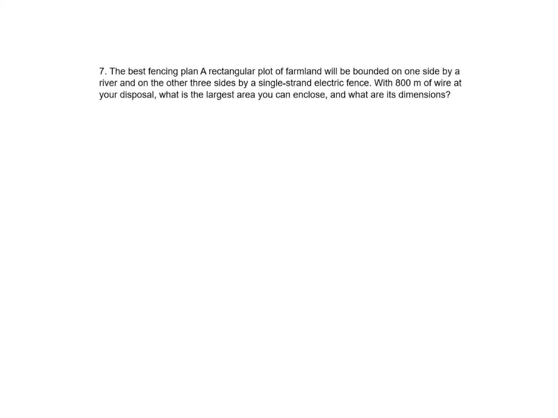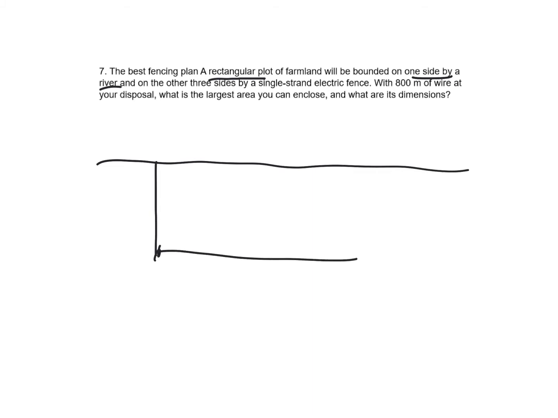So this is the problem from the section in the textbook. So it's just like the ones out on my math lab. And so what are they giving us? They're telling us we've got a rectangular plot of farmland bounded on one side by a river. So here's the river, and then here's the fence, and they're telling us it's a rectangle.